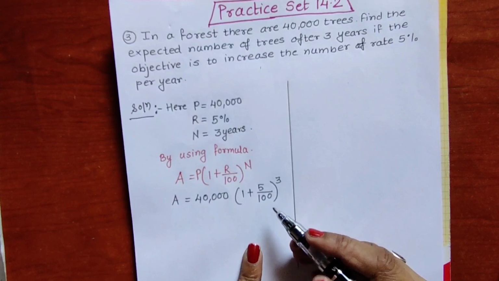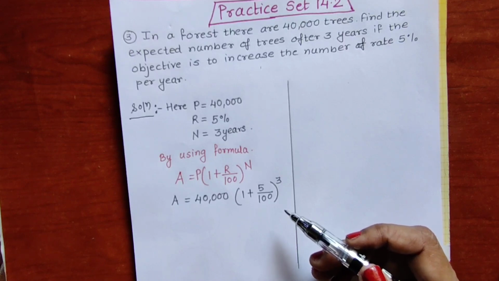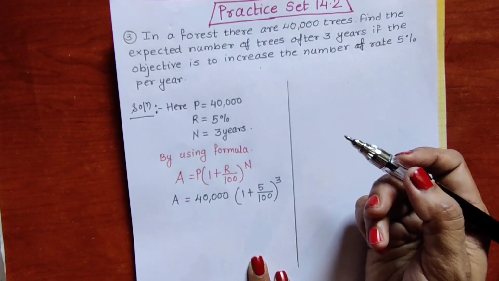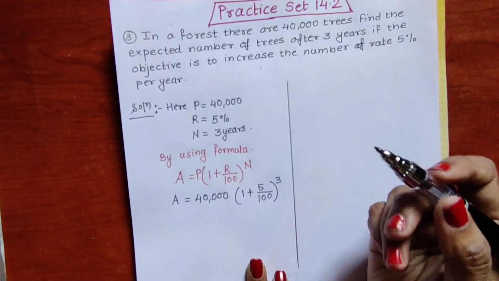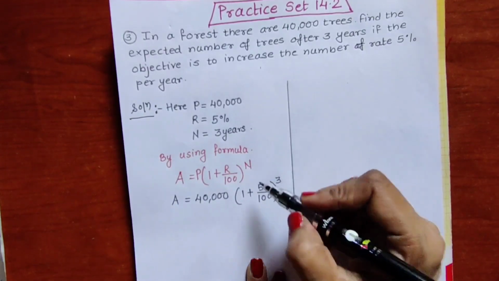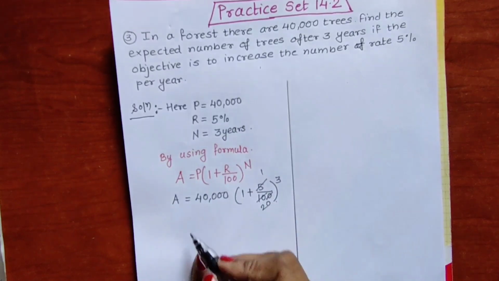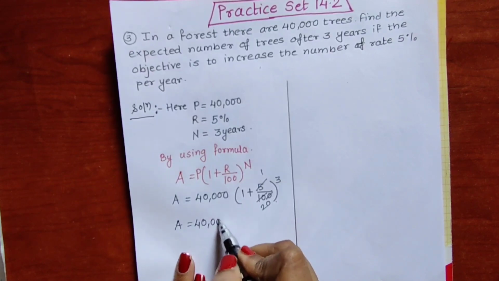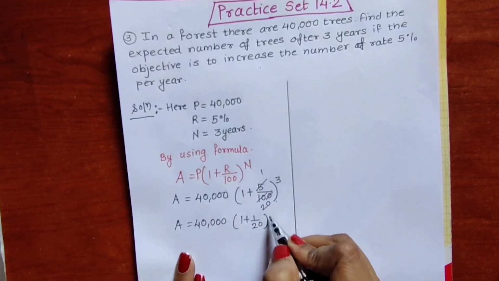Whenever it is possible to cancel and do the calculation, we have to do the calculation accordingly. Otherwise, if you don't cancel also, in the end the answer will be the same. In the previous sum I did not cancel because it was not easy to calculate afterwards. But now here I am going to cancel it. 5 ones are 5, 5 twos are 10, 5 zeros are 0. So I am getting A is equal to 40,000 into (1 plus 1 upon 20) cubed.